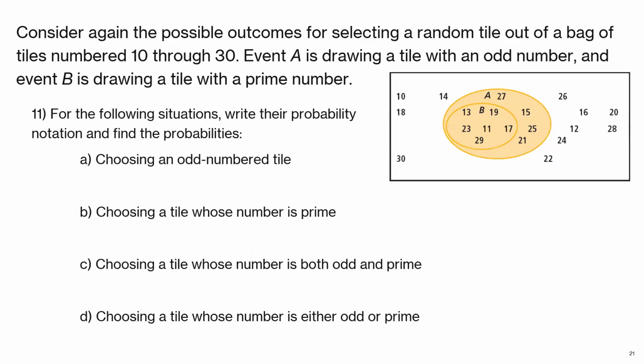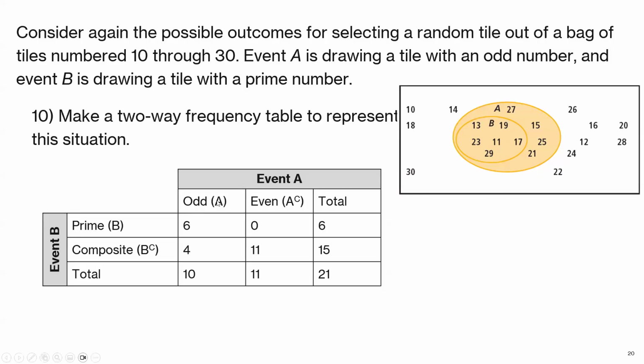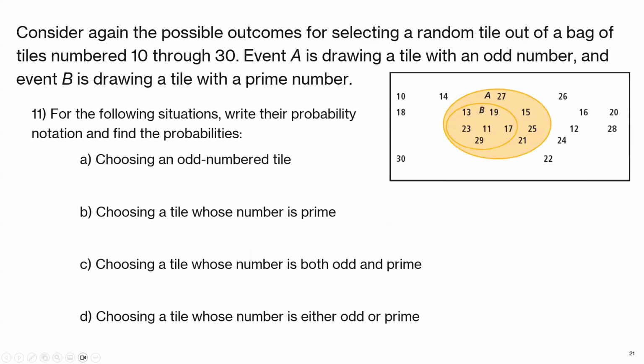So let's find some probabilities and write their notation. Now, once again, my animations are a little bit off. I'll fix that for next year, don't you worry. But we are going to find the probability of an odd number tile. We're choosing an odd number tile. So of all of the odd numbers, we have 10 of them. And you can look back at your frequency table and say, hey, look, odd has a total of 10. So I can do 10 out of 21.